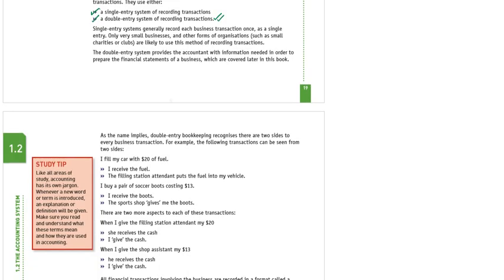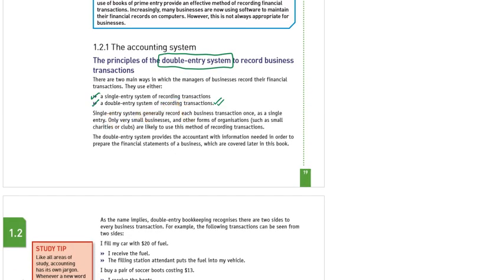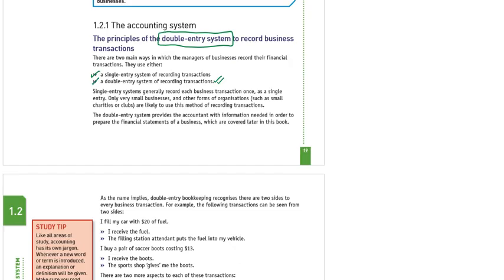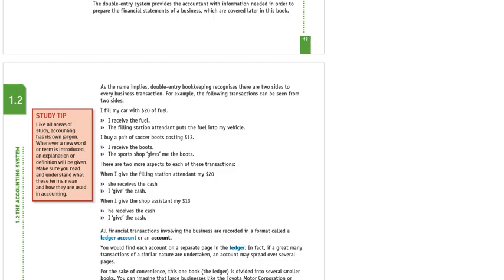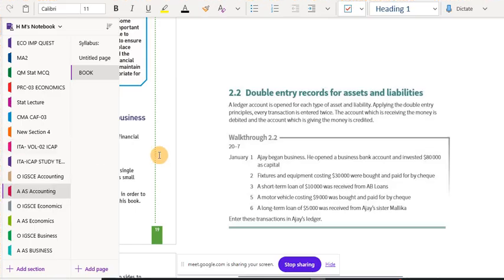So what is the double entry system? Double entry system means if a business records some business transaction, we will record that transaction in the form of debit and credit. We will record every business transaction in debit and credit form. So we will learn the double entry recording system.